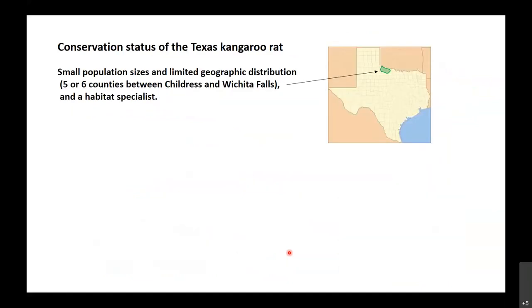Okay, so a little bit about the conservation status of the Texas kangaroo rats. Small population sizes and a very limited geographic distribution, which is more or less 5 or 6 counties between Childress and Wichita Falls here in North Texas. And as you'll eventually see during this presentation, it is very much a habitat specialist.